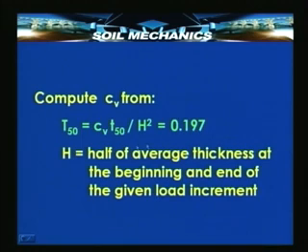Once we know T50, since it is equal to 0.197, we can substitute that and get the value of CV. Once again, capital H corresponds to half the thickness of the sample. And since the sample thickness varies during the experiment, we take half the average thickness of the sample for computation of CV.